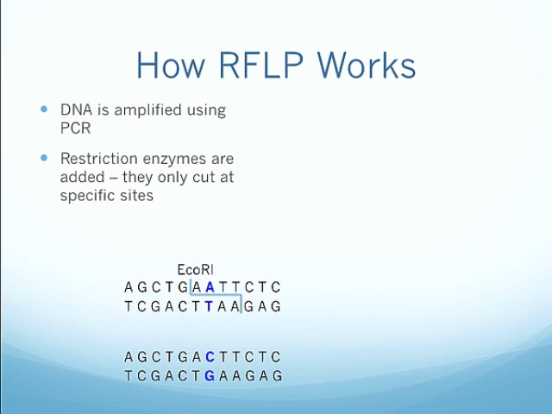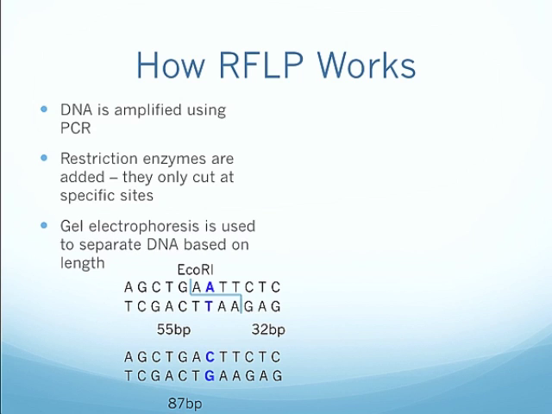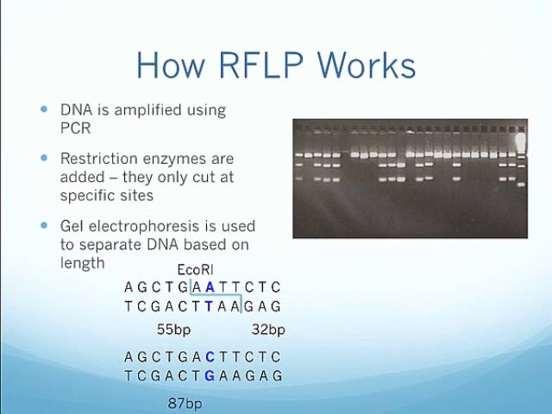This is because of the specificity of restriction enzymes. Now I'm going to give the PCR product and the fragment's lengths to make the rest of the example easier. Let's say that the PCR product is 87 base pairs long, and the fragmented DNA is 55 and 32 base pairs long. These fragments will be separated using gel electrophoresis, and the gel might look something like this.